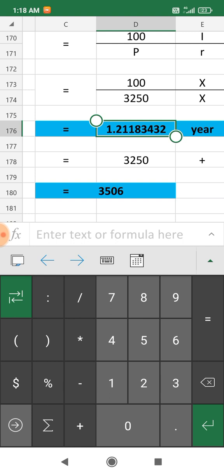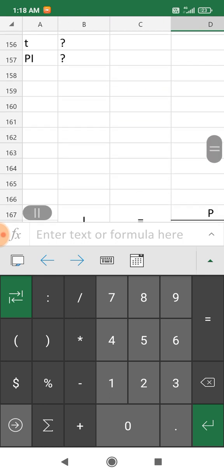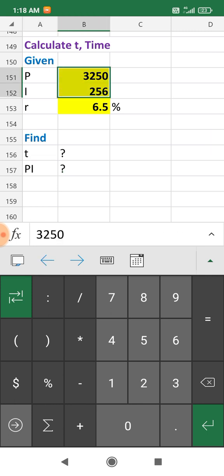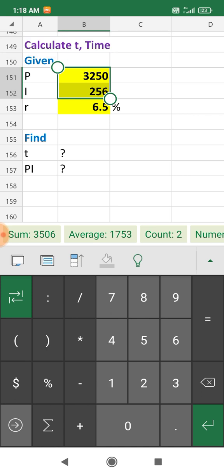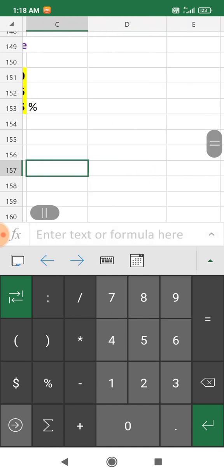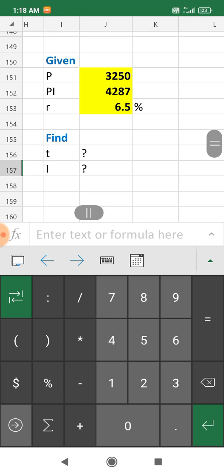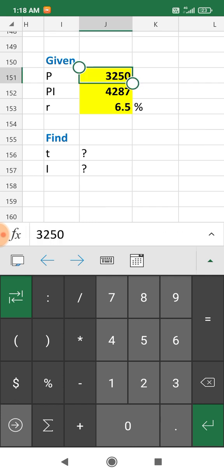Okay, so for this year we have to invest the money. And what is the PI? PI can be calculated very easily because P and I is given. We know this. Okay, so in this way we can calculate the time t. Maybe in your question it is given in this way.